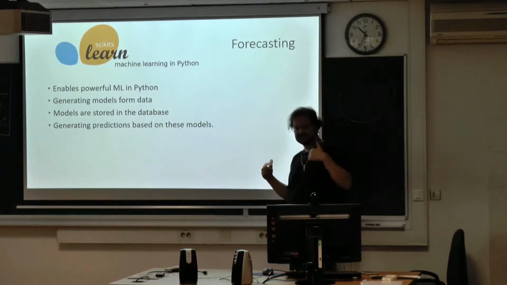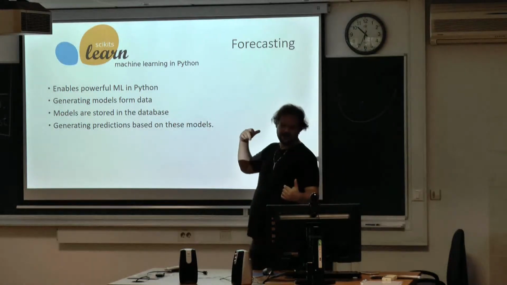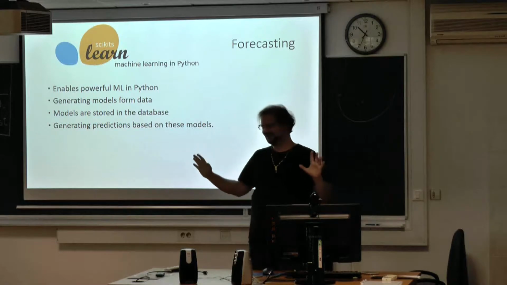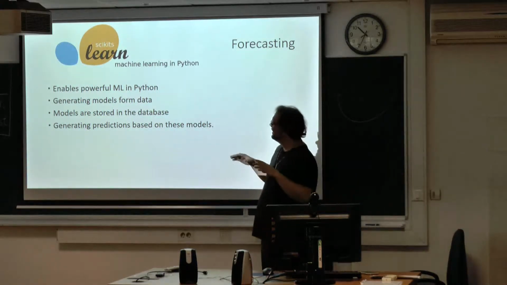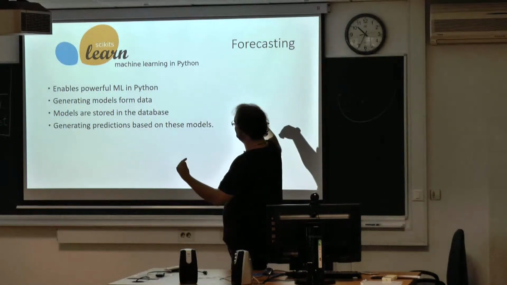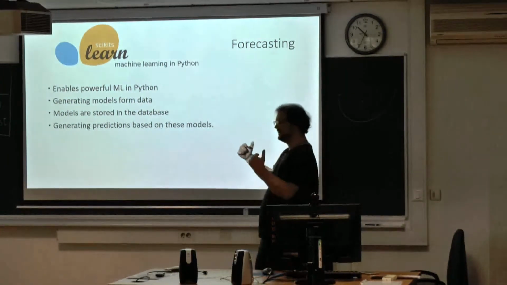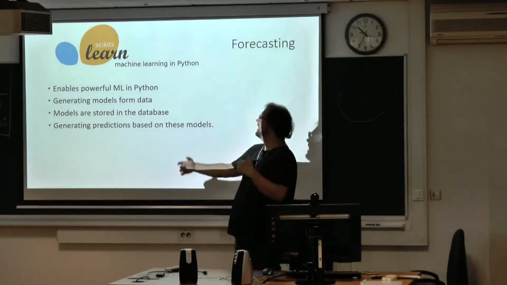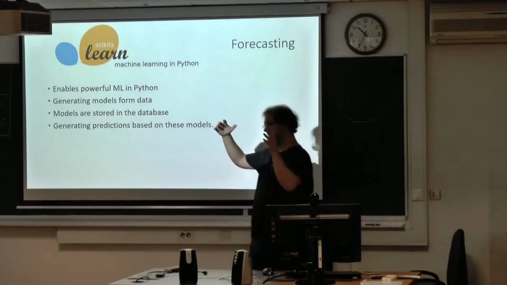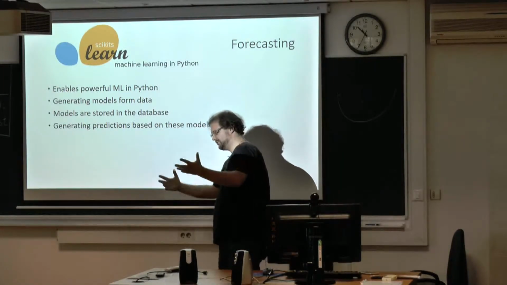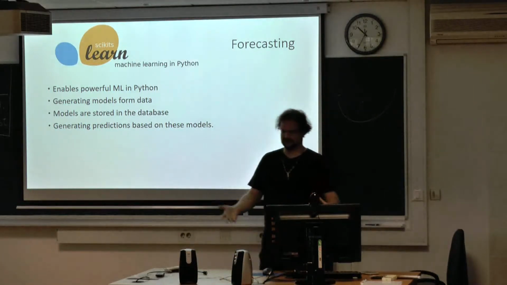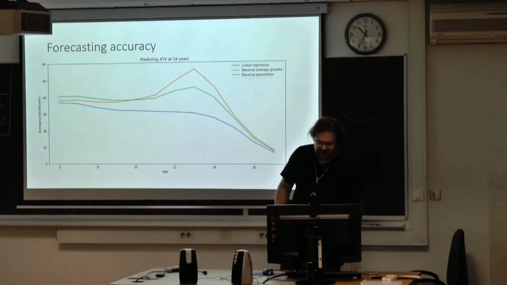The forecasting is done in Python with scikit-learn, I think. It's a machine learning library, enables powerful machine learning. The job of it is to generate models from data, store the data into our local database, and generate predictions based on these models. So these are the models that predict the measurements, let's say, of the adults after they are out of school.